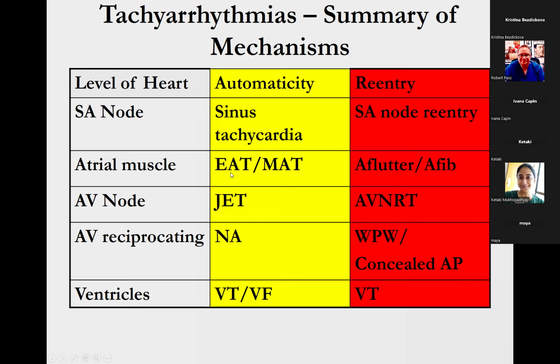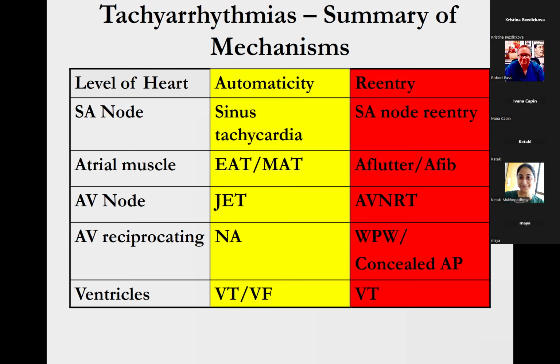At the level of the atrial muscle, patients can have, in the automatic category, ectopic atrial tachycardia. We talked about that last week, how there can be a single focus that's beating at a rate faster than the sinus rate, or so-called multifocal atrial tachycardia, also sometimes referred to as chaotic atrial rhythm, where there are multiple foci, typically 2 to 4, that are beating at rates faster than sinus and overtaking the rhythm. And then, of course, when we think about reentrant arrhythmias affecting the atrium, we think about predominantly atrial flutter or fibrillation.